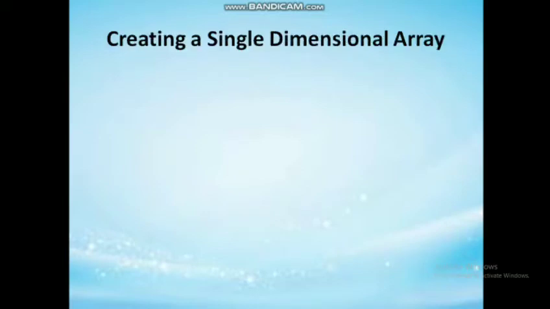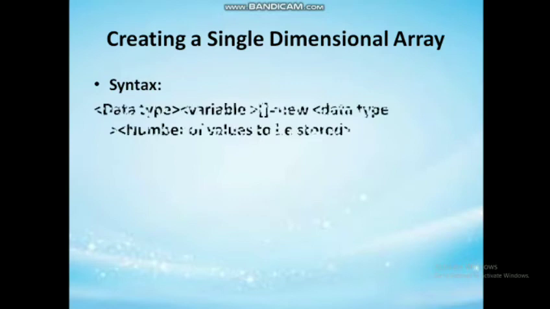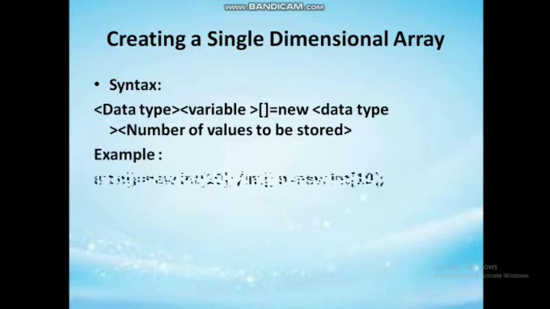Now we will see how to create a single dimensional array. Syntax is data type, variable name, square brackets open and close, is equal to new data type and number of values to be stored. So when we are defining a variable with square brackets, it indicates that this variable is an array variable. And after new, with the data type, we will mention the size of the array. So let us see the example.